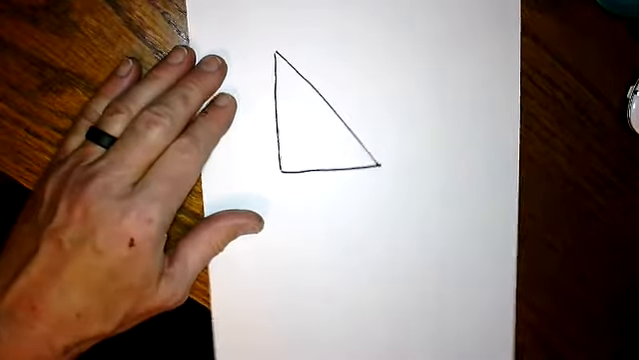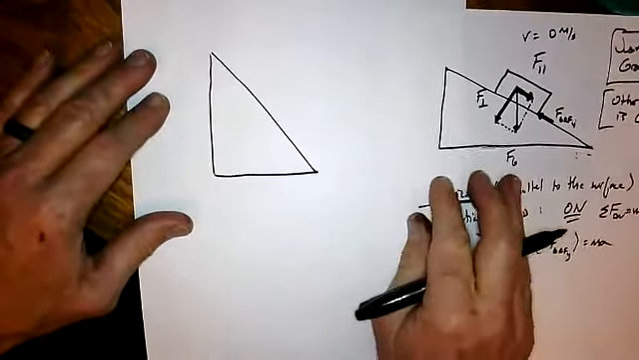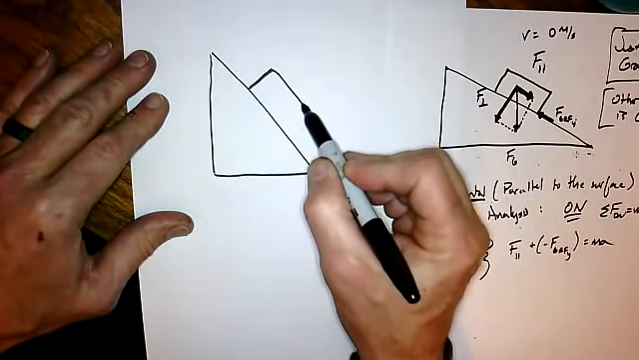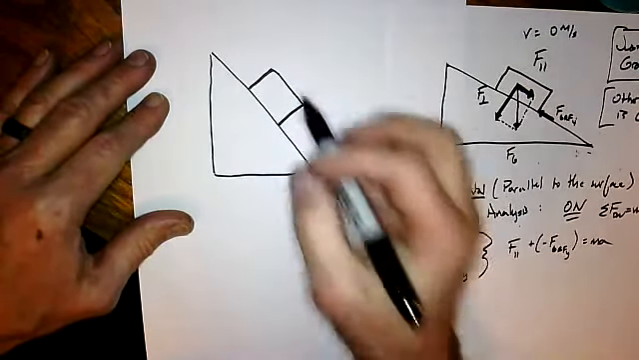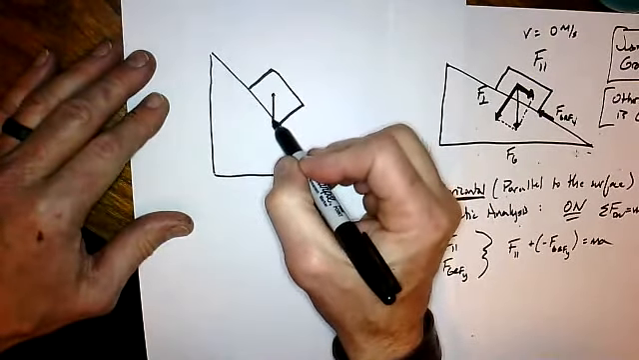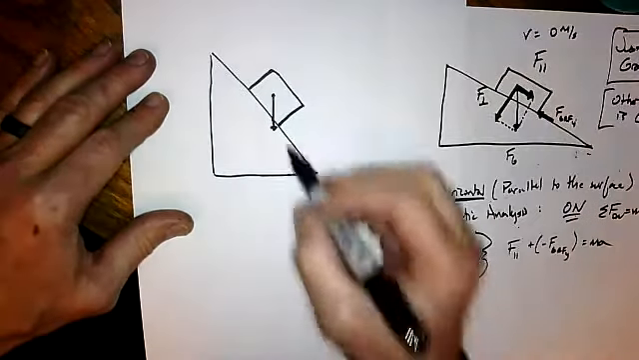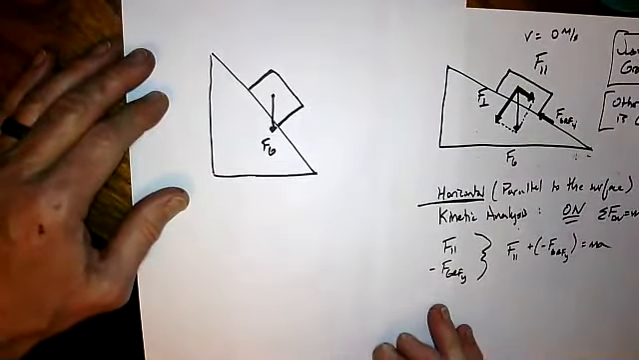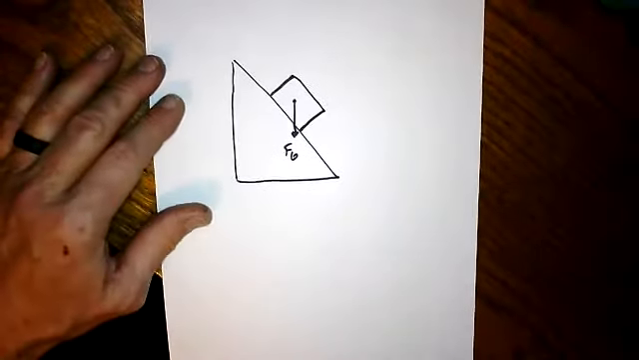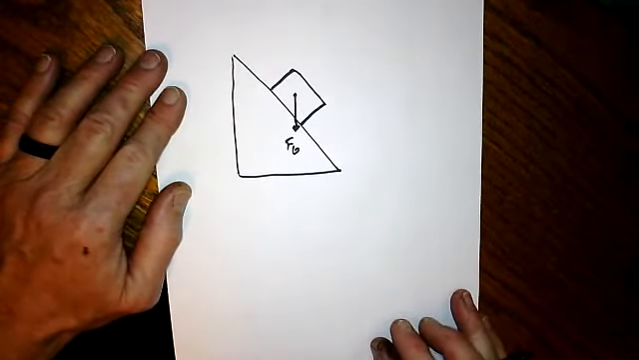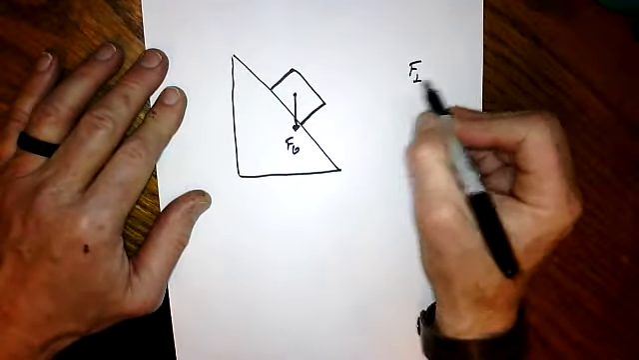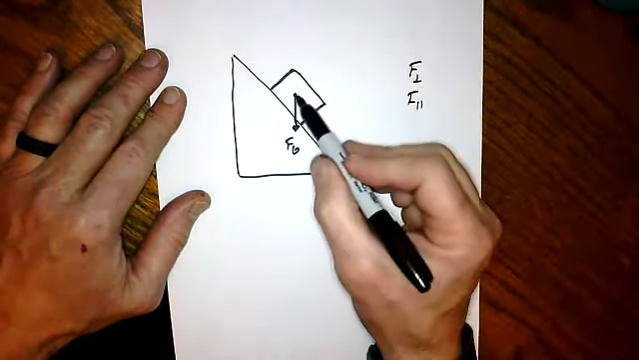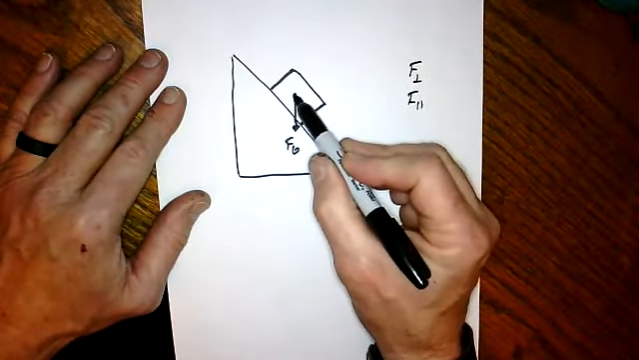I'm going to try to draw everything about the same size, okay? So here's my object. I'm going to draw gravity from the center of mass of the object, F sub G, I'll label it. Now I'm going to break the force of gravity into two components, the perpendicular, the normal, and the parallel. Kitty corner, draw a rectangle.